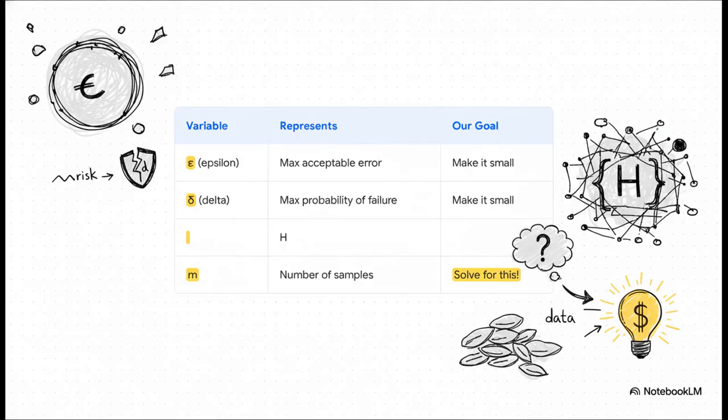So let's just quickly break down the recipe. You tell it your epsilon, how accurate you need to be. You tell it your delta, how confident you need to be. And you tell it this thing H, which is basically how complex your model is. Is it only learning simple straight lines, or is it learning really complicated squiggly shapes? You plug those three things in, and the formula spits out M, the number of samples you need. It literally tells you the price of confidence measured in data.